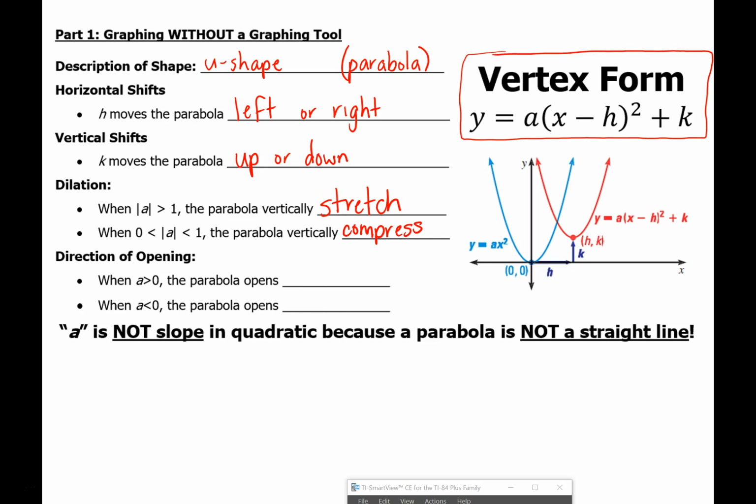The direction of opening is also going to be the same. When the a value is greater than 0, the parabola is going to open up, and when the a value is less than 0, meaning a negative number, the parabola is going to open down.